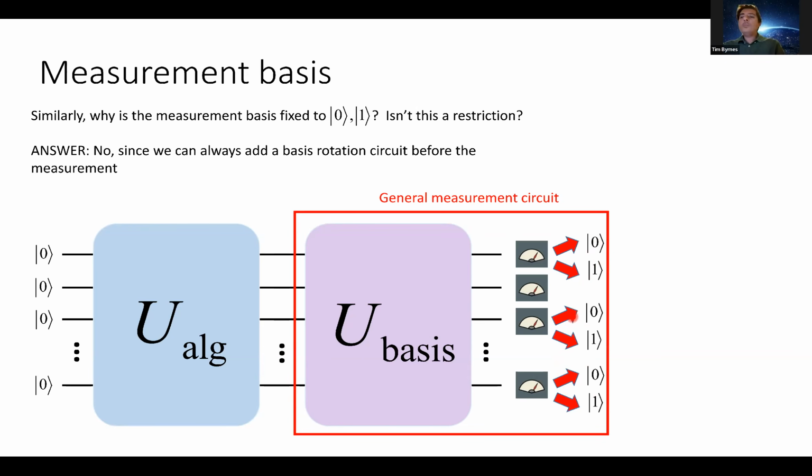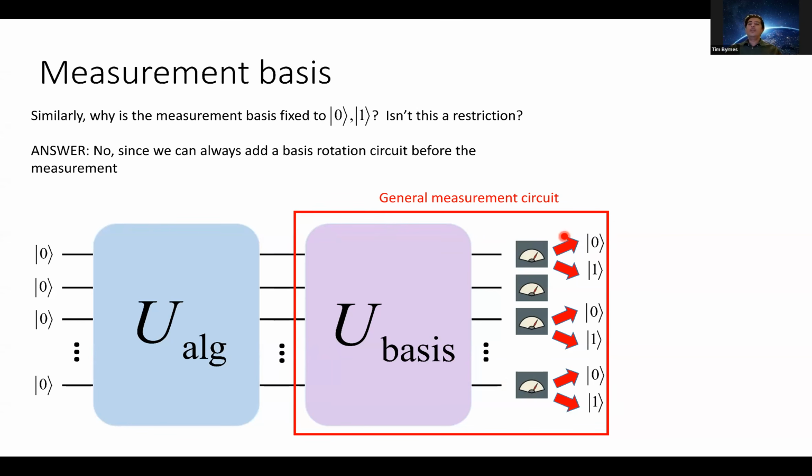And actually, even this one is not really a restriction in the end, because what we can do is apply another unitary just before this measurement. If you add this unitary rotation to change the basis just before the measurement, we can think of the combined thing, this purple unitary and then the measurement, as our more generalized measurement.